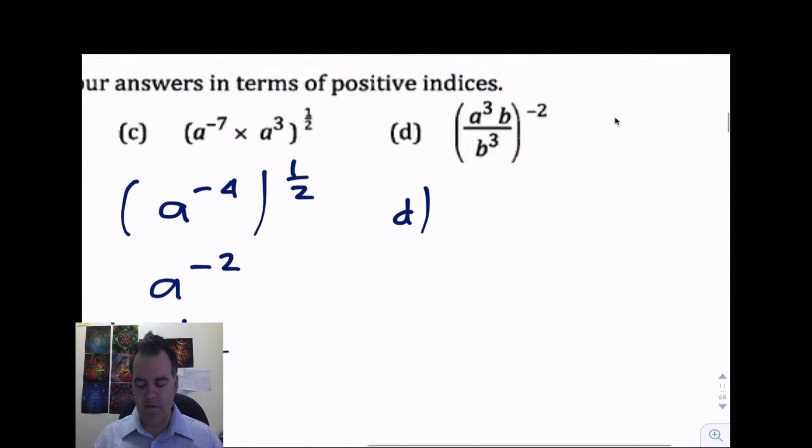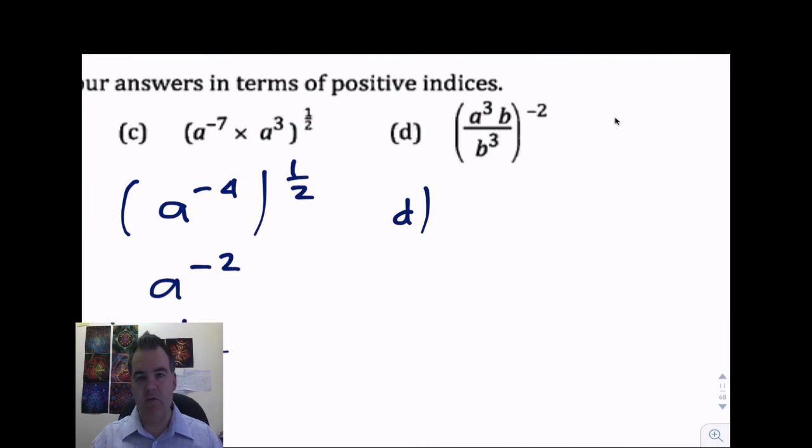And finally D. There's a number of ways you can approach D. I'm going to do 2 different ways. Let's recognise that when we've got a power out the front here, we want to do the top line and the bottom line to that power. And we want to do each individual term to that power as well. We're all multiplied here. There's no pluses going on here that would confuse things. So this just means that we've got to do -2 to everything here.